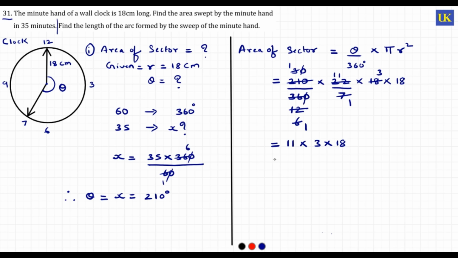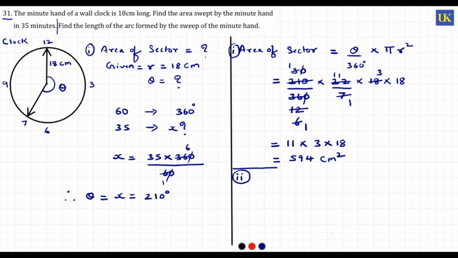So once we multiply all these things, we will get 594 centimeter square, because we are finding area, and area is always written in centimeter square. Okay, now the second thing we will find out, which is what they are asking.